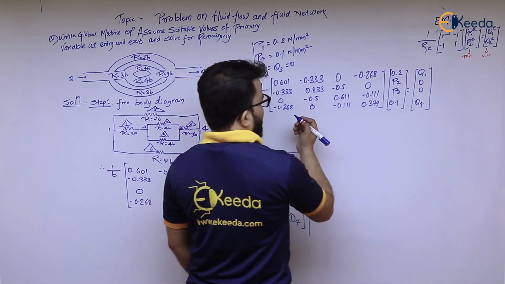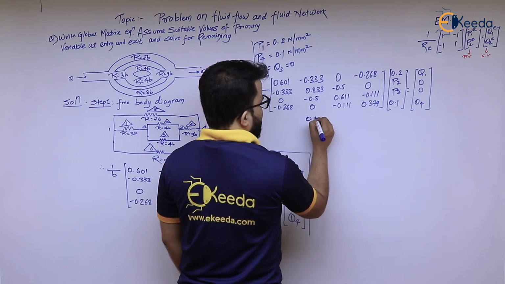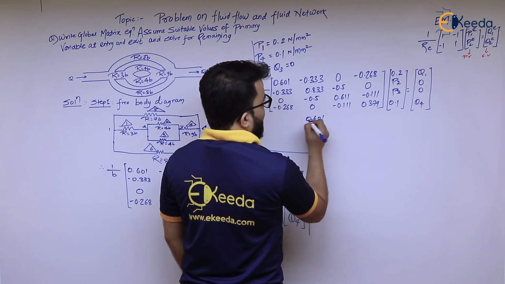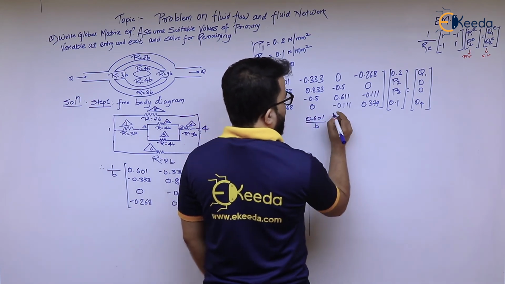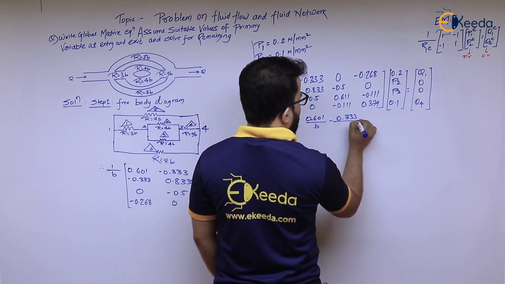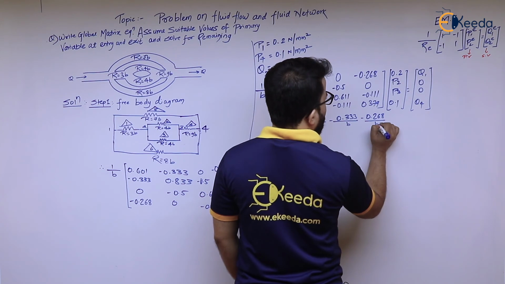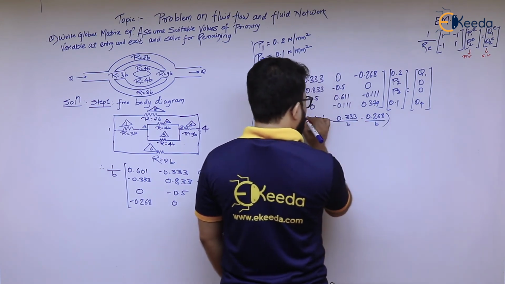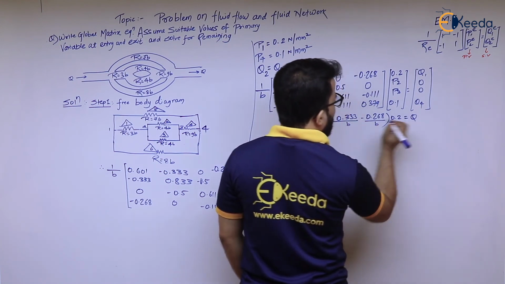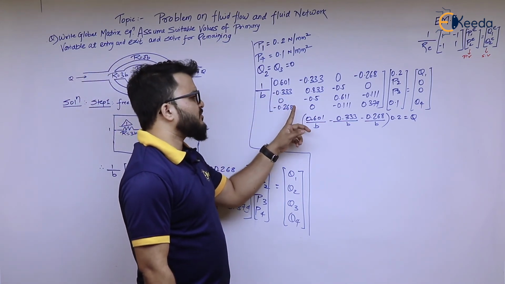So this becomes 0.601 divided by B, minus 0.33 divided by B, minus 0.268 divided by B, into this 0.2, multiplying all these terms, is equal to Q1. Similarly, you will find equation number 2, equation number 3, and equation number 4.